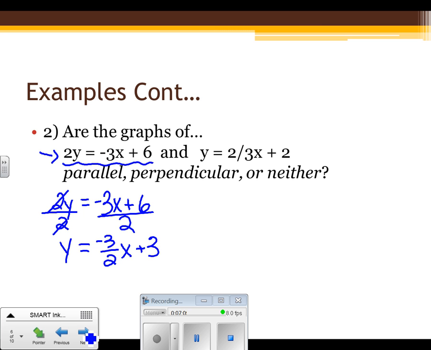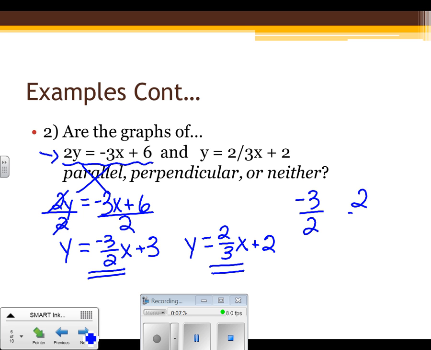And our other equation is y equals 2/3 x plus 2. So when we want to know if they're parallel, perpendicular, or neither, let's take a look at our slopes here. We right away see that they're not the same, so they're not parallel lines. We have negative 3/2 and 2/3. We see they're opposite reciprocals: 3/2 flipped is 2/3, and one is negative, the other positive.